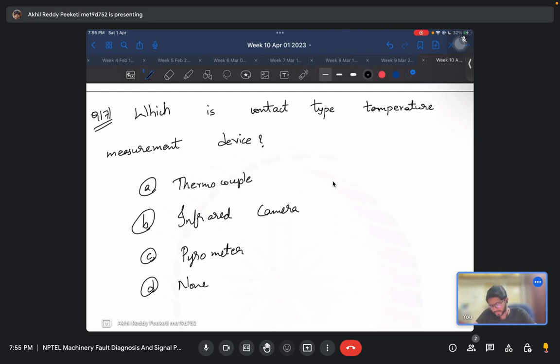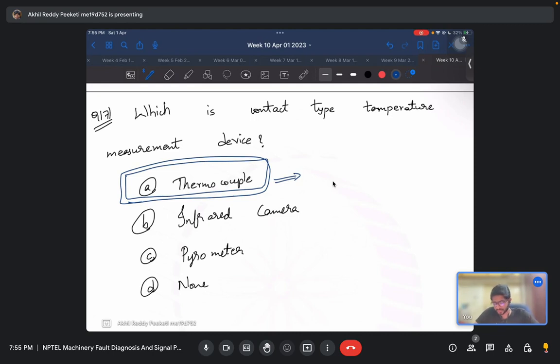Which of the following is a contact type temperature measurement device? Infrared camera, thermocouple, and pyrometer. So thermocouple is a contact type temperature measurement device.